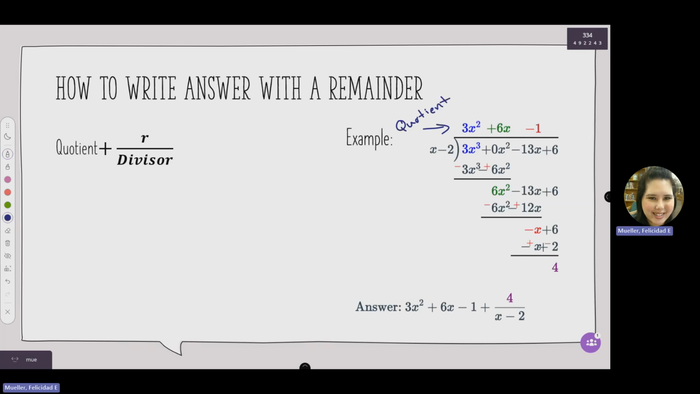In this example, we have a remainder of 4. There's nothing wrong with that. When we do the remainder, the only thing that changes is how we write our answer. We're going to do plus the remainder divided by our divisor. So we're going to do 4. In this case, it was 4 over x minus 2. The only other thing that might change: if your remainder had been -4, we would have done -4 over x minus 2.